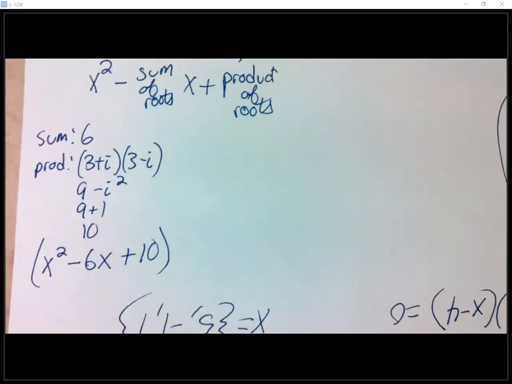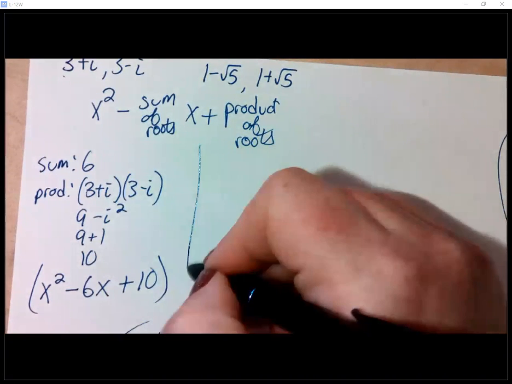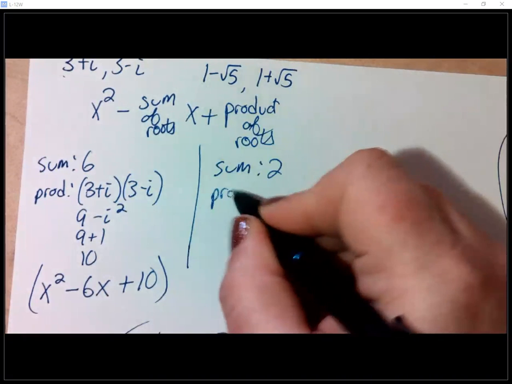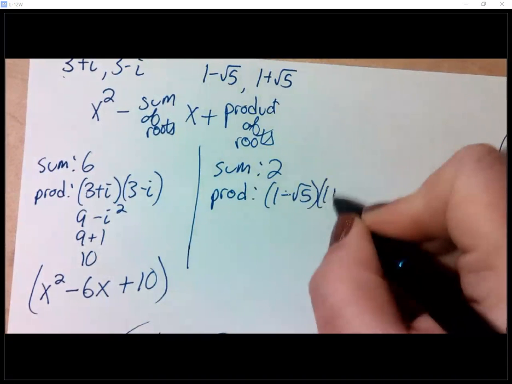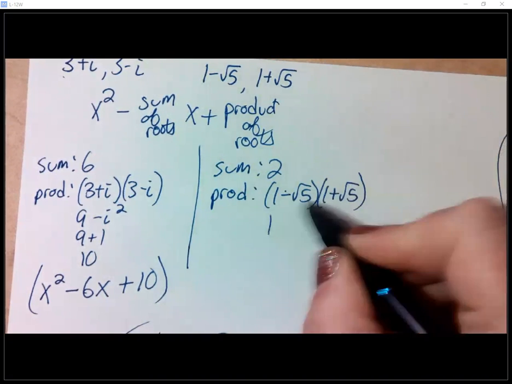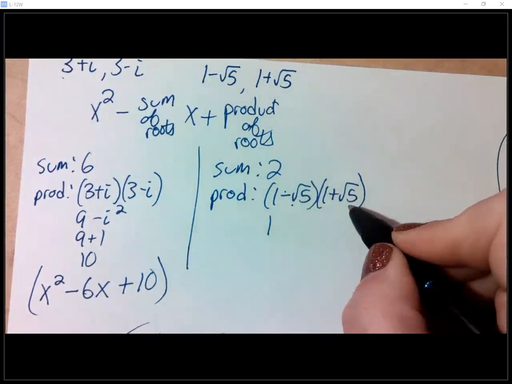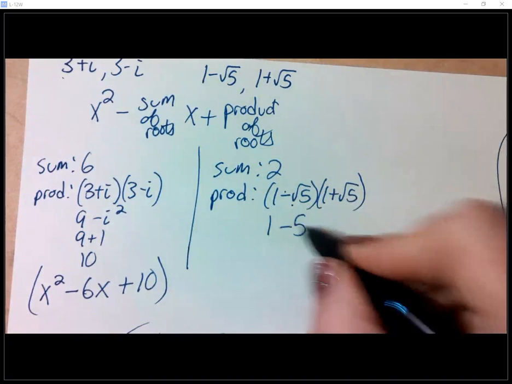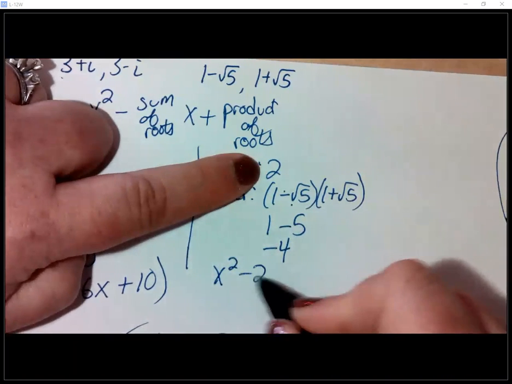Now I have to do it with the irrational roots too. So I do the same thing. I have to find the sum. The sum of these two things is just 2. The product, I have to multiply together: 1 minus root 5, 1 plus root 5. Let's see where we end up. 1, outsides, insides cancel. What is a negative root 5 times a positive root 5? Negative 5. So that's a negative 4. So when I put it all together, I get x squared minus 2x minus 4.